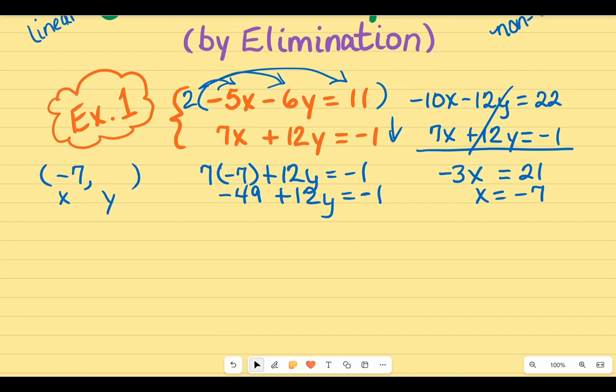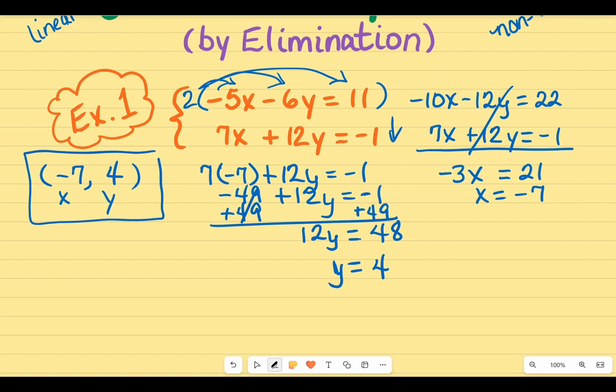My whole goal now is to find the y. And now I'm going to add 49 to both sides because that's the inverse. So I want to cancel it out on the left-hand side, which leaves me with 12y is equal to +48. 48 divided by 12 is 4. So my y value is 4. So this is my answer.